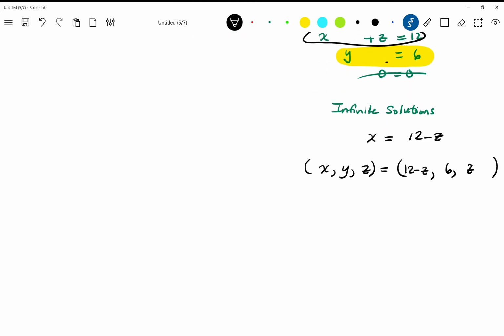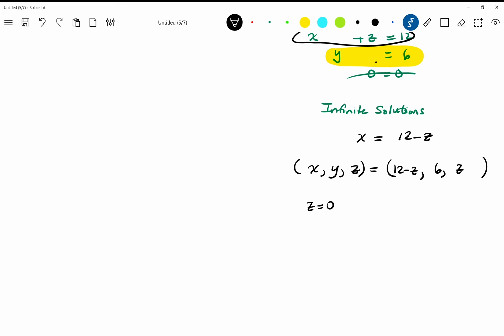So what that means is, if I just pick arbitrary values for z, say z equals 0, that's going to give me the solution 12, 6, 0. And if you substitute that into each of the three equations above, it's going to work in all three. It's a solution. But what also happens is, what if I let z equals 1? That's going to give me 11, 6, 1. That also is going to be a solution to all three equations. So what we're doing is generating all these possible solutions. For any value of z that you can think to plug in, and you can plug in decimals, fractions, anything you want to, there's a solution corresponding to that.